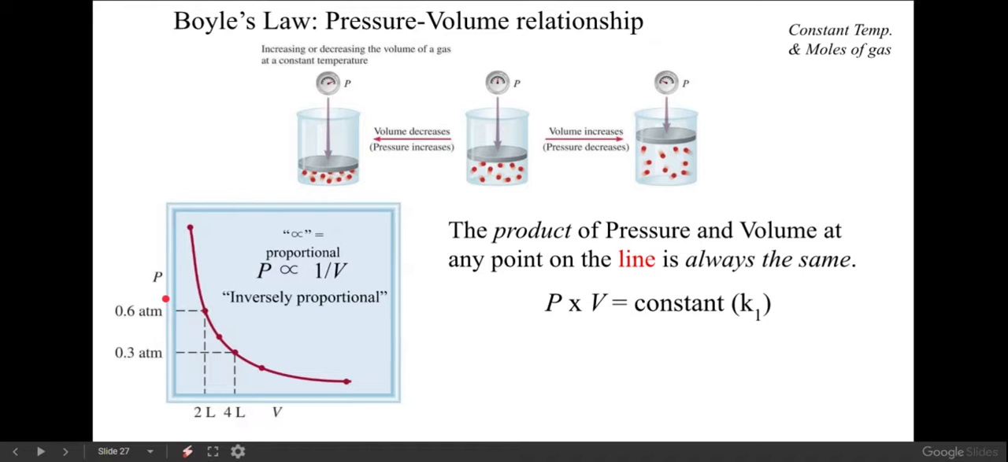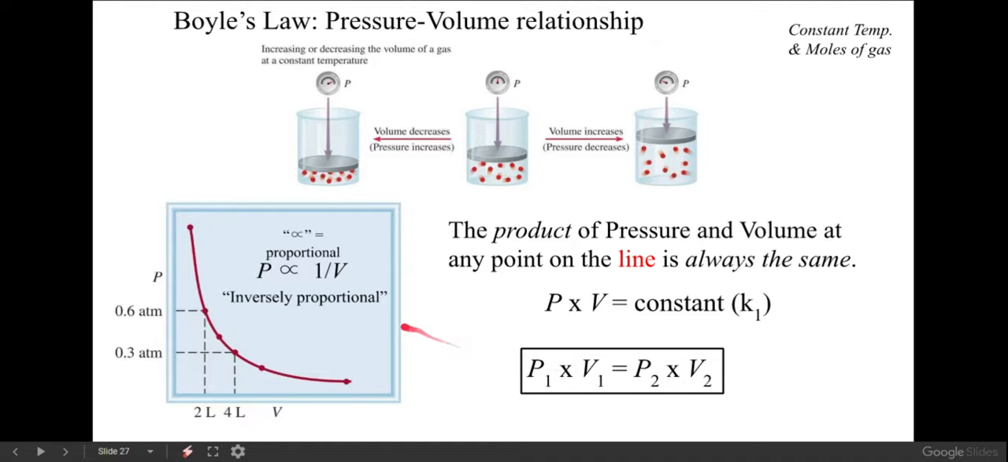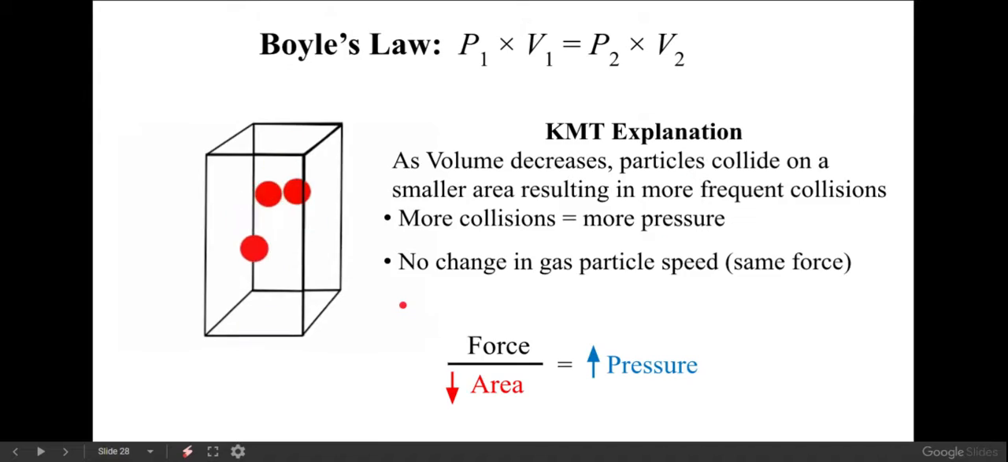So to get our first law, known as Boyle's Law, we're going to say, well, if these are the initial conditions, and then we change it to get a new P and V, the product will be the same. And so P1 times V1 is equal to P2 times V2. This is our first gas law, and it shows that pressure and volume are inversely proportional.